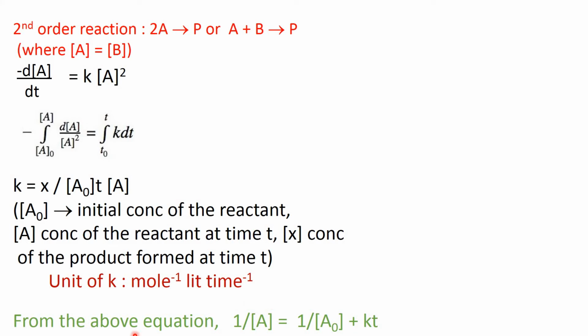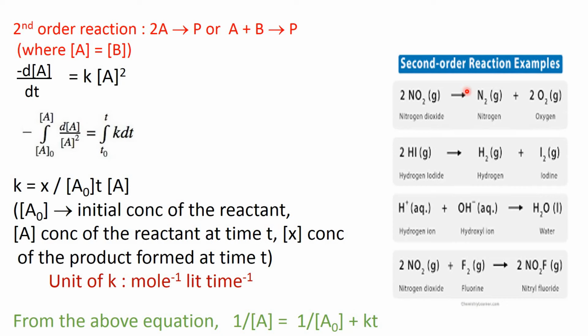Now from this equation we can also write it this way: 1 by a, that is the leftover concentration of A at time t, or 1 by (a0 minus x), is equal to 1 by the initial concentration of A plus Kt. Here are some examples of second order reactions: the decomposition of nitrogen dioxide to nitrogen and oxygen, hydrogen iodide to hydrogen and iodine, etc.